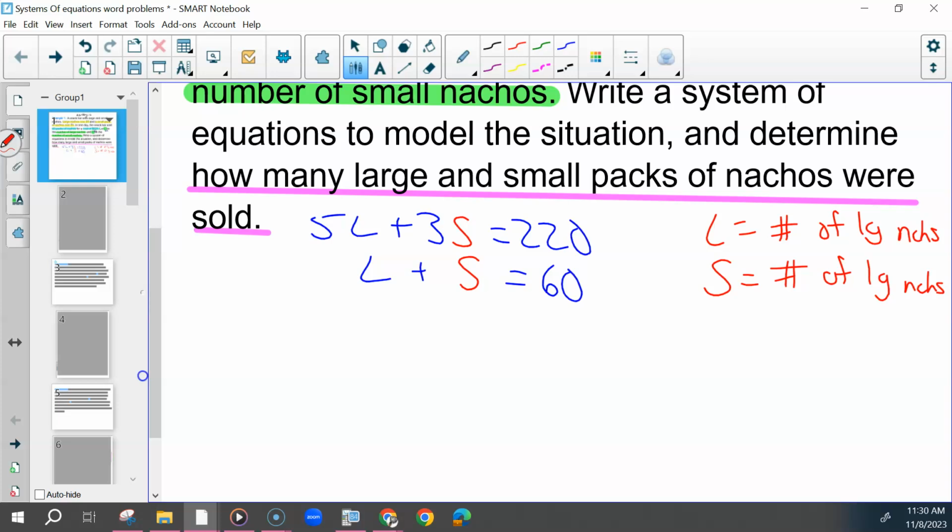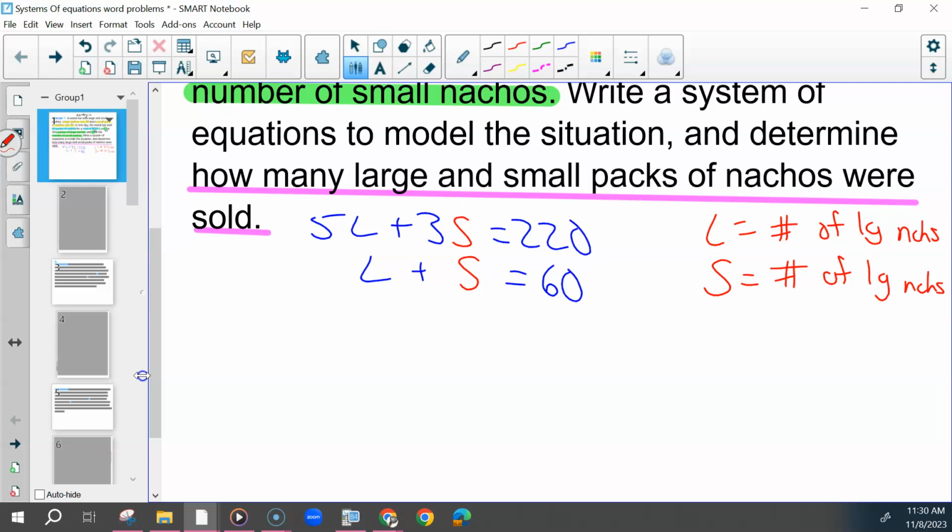So you would want to do that for all of your work problems, just to define what this variable means, what it represents. But now we have two equations. We can either solve this by graphing, by substitution, or by elimination. I'll let you guys choose. Elimination. Okay.